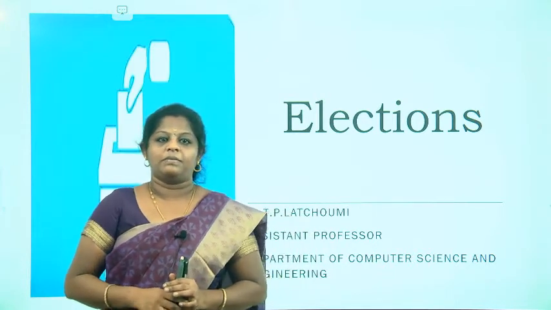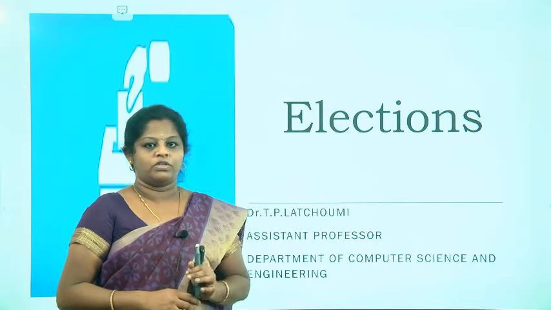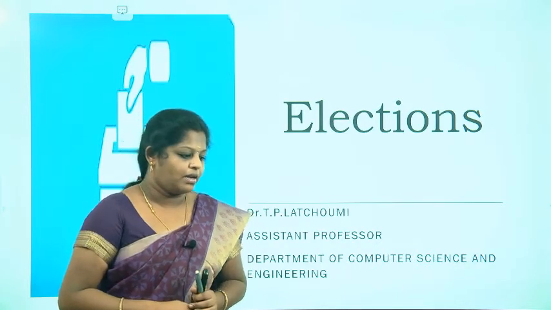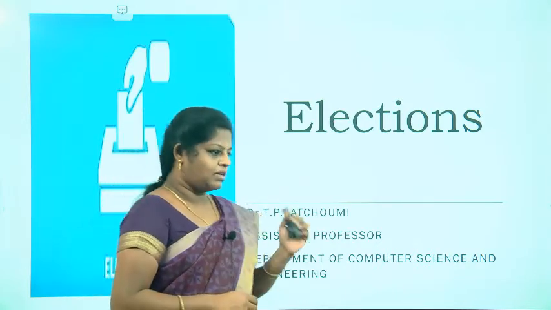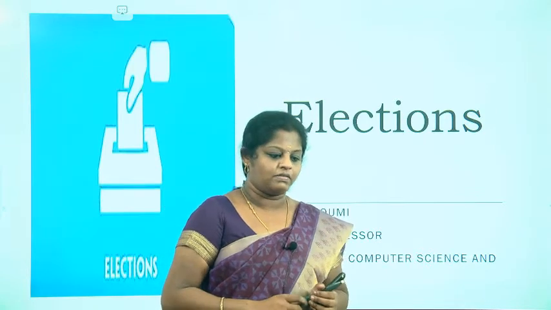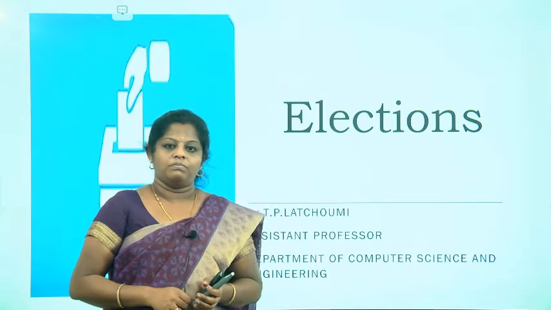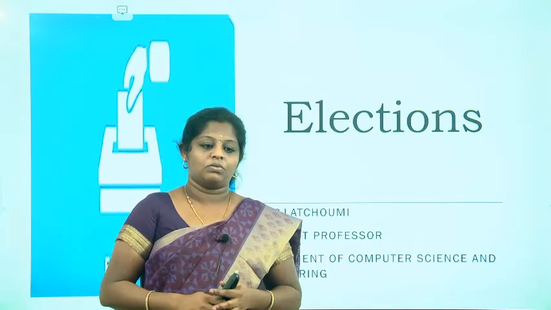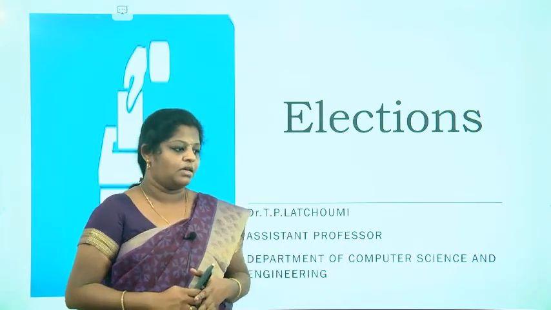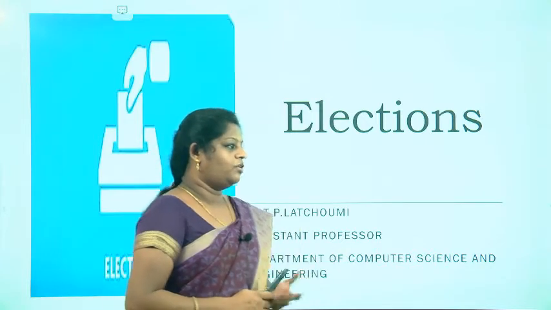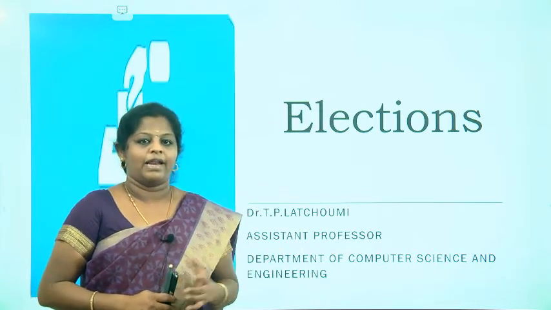Already we have seen some algorithms in distributed mutual exclusion, and in the last class we saw the central server algorithm, the ring based algorithm, and multicasting. So these are the algorithms that we have seen. Today we are going to see the algorithms on elections.